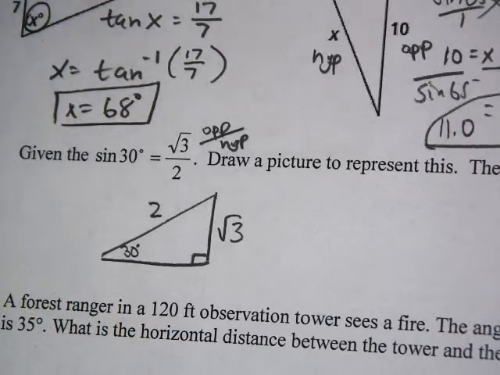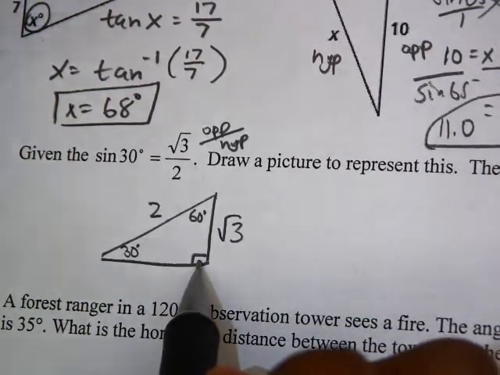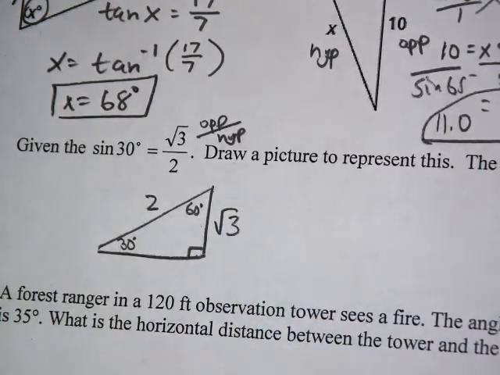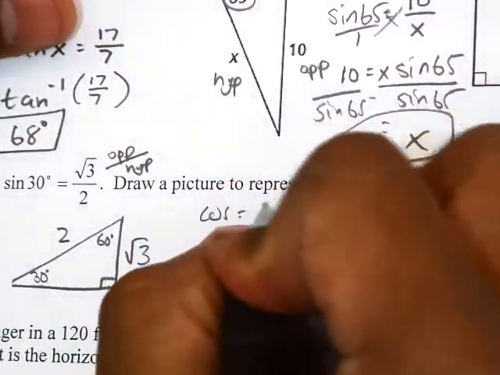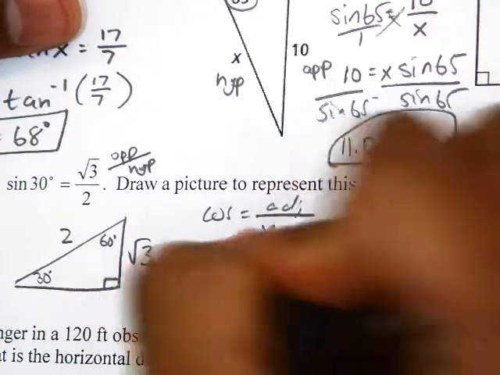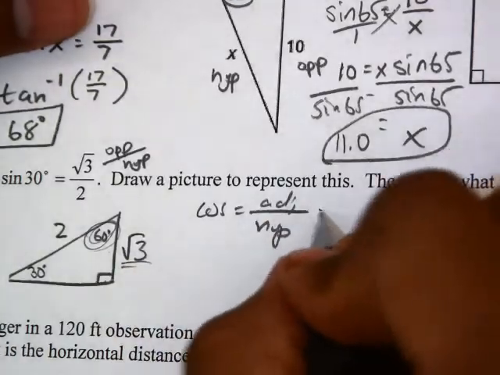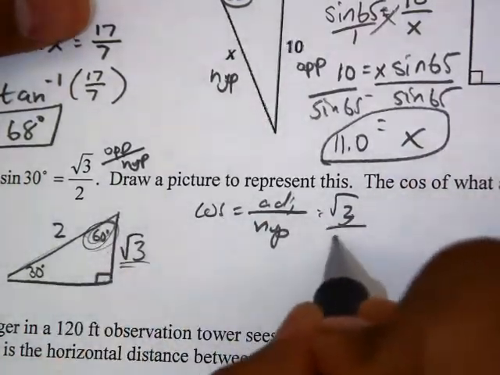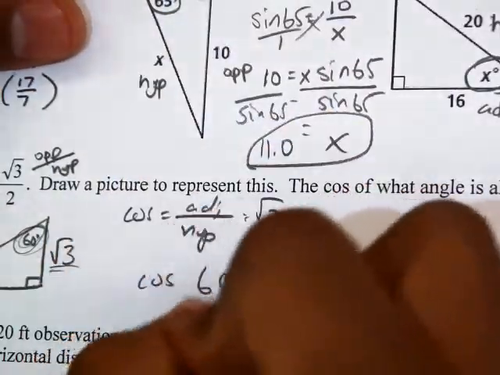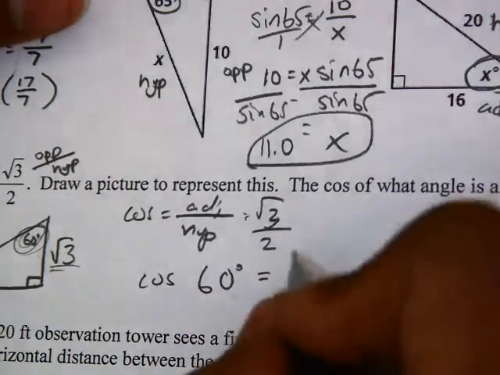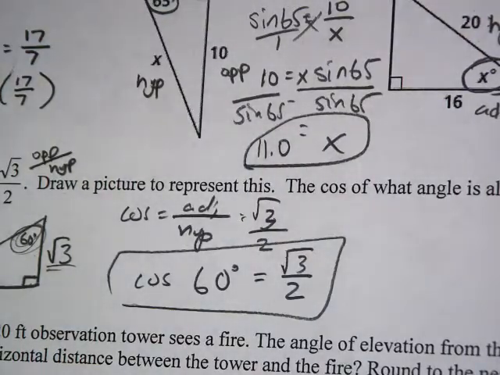Well, if I get that this is 60 degrees, right? Because 30 plus 90 is 120, subtract from 180, that's 60 degrees. The cosine is adjacent over hypotenuse. Well, the cosine of 60 degrees, here's the adjacent, and there's the hypotenuse, square root of 3 over 2. So the cosine of 60 degrees has a result of the square root of 3 over 2. So that's what they needed. They needed 60 degrees.